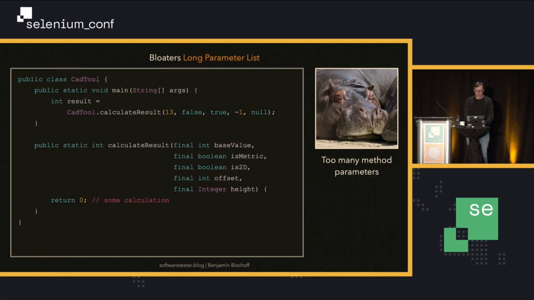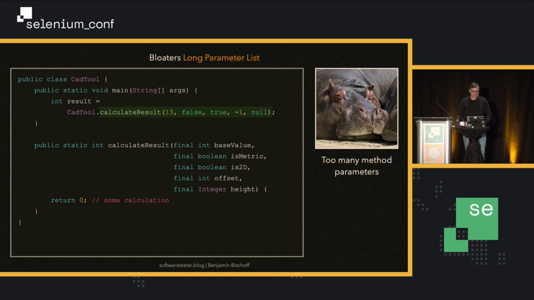All right, next one, long parameter list. That is something I am guilty of myself when I write code. And what I mean by this is you have too many method parameters. So here we have some class with some method called calculate results. It doesn't matter what it calculates, but it has 5 parameters. It has an int base value, it has 2 booleans, it has another int, and it has an integer, which can even be null. So when you call this method, you will see something like this. Calculate results, 13, false, true, -1, null.